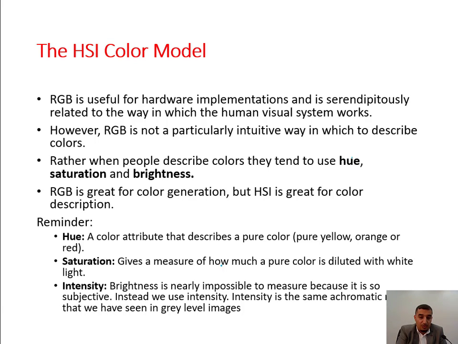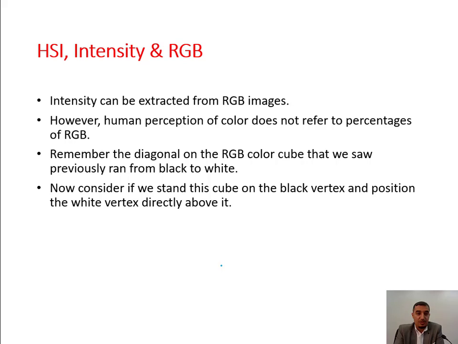Brightness is difficult to measure, so instead we used intensity, and intensity is the same as the achromatic notation that we have seen in the gray level of the images. So intensity can be extracted from the RGB images. However, human perception of color does not refer to percentages of RGB. Remember, the diagonal in the RGB color cube we saw previously ran from white to black.